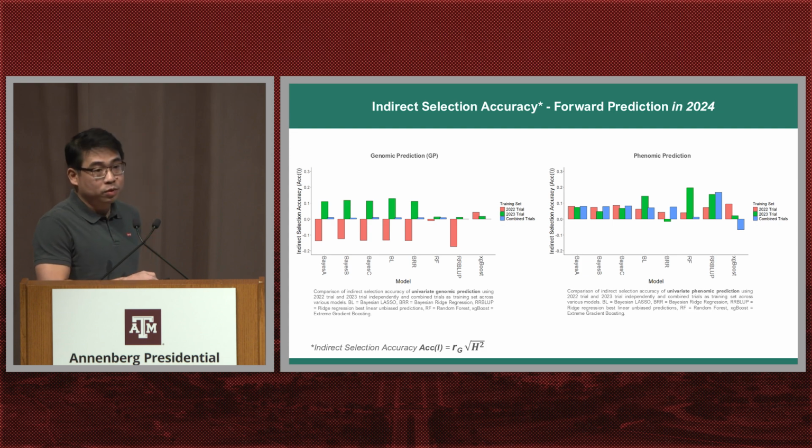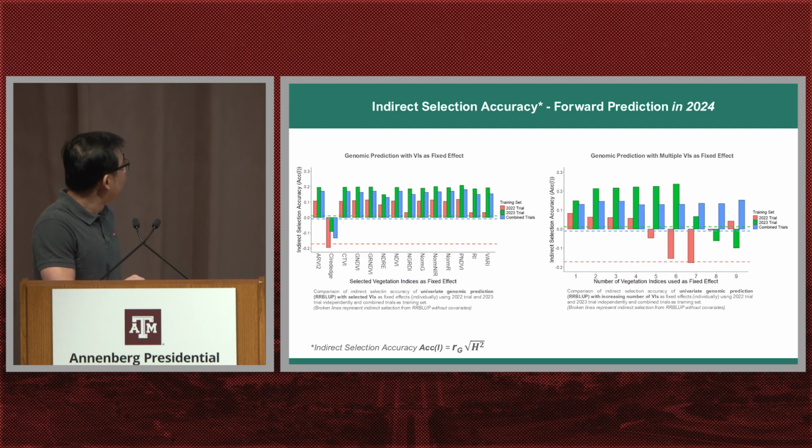For phenomic prediction, obviously it performed a little bit better, especially with our Bayesian models, but our blob really has really good prediction accuracy here using phenomic data, which is really nice. Now, when we integrate UAV data or your VIs, you see a higher prediction accuracy compared to either just genomic prediction or just phenomic prediction, which is really encouraging. But then again, you see this one because the predicted values when you use CI-red edge as fixed effect have a negative correlation with the actual grain yield.